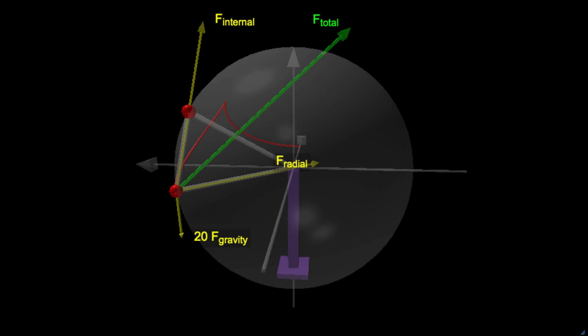So the force from the radial strut has switched from pointing outward when the mass was at its peak and is now pointing inward. As always, the force from the internal strut points toward the other mass, and the force due to gravity is down. The individual yellow force vectors sum to the green total force vector.